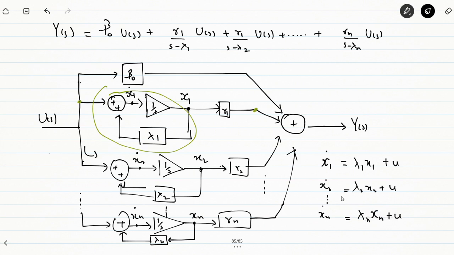So these are your x1 dot, x2 dot, xn dot. We will put them in the state space form. Similarly, y will be equal to r1 x1, the output from here is r1 x1, then from here r2 x2. So y will be equal to r1 x1 plus r2 x2 plus r3 x3, and so on up to rn xn, plus beta naught times u. Fine. These equations in the state space form.